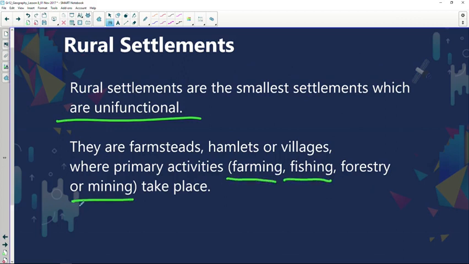Now, keep in mind, like I've mentioned, the function may change over time. For instance, if you look at Johannesburg, what was the main function of Johannesburg? It's known as the city of gold. It was where gold was discovered. So Johannesburg, in theory, was a mining town.